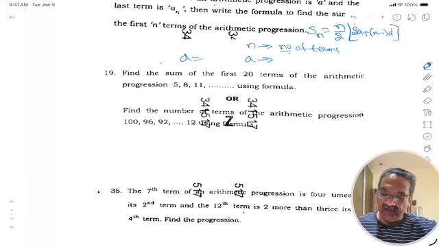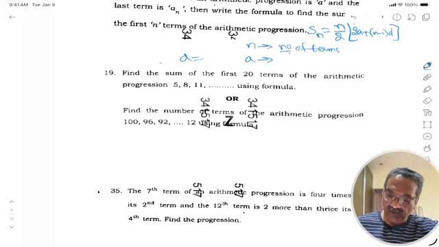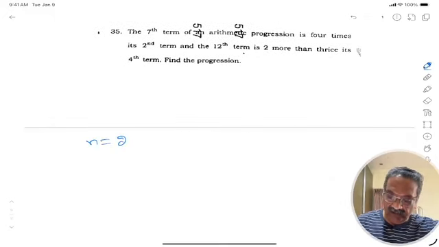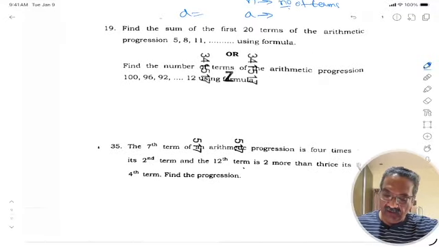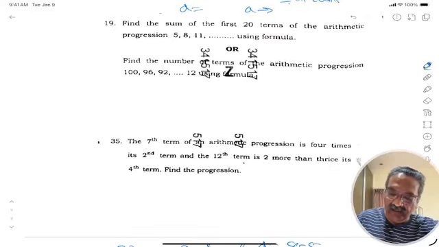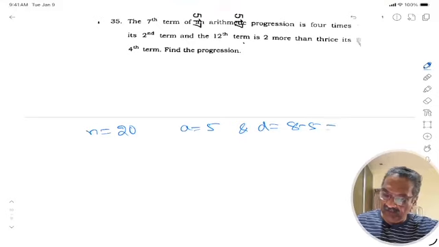Next, find the sum of first 20 terms of the arithmetic progression using formula. So we have sum of first 20 terms. So we have n is equal to 20, a is equal to 5, and d is equal to 8 minus 5. You have to take 8 minus 5, which is 3.